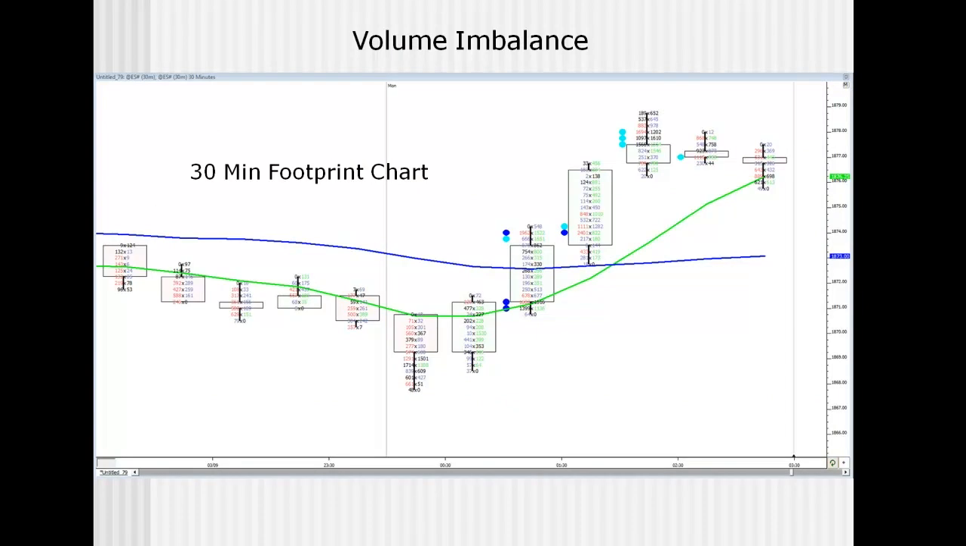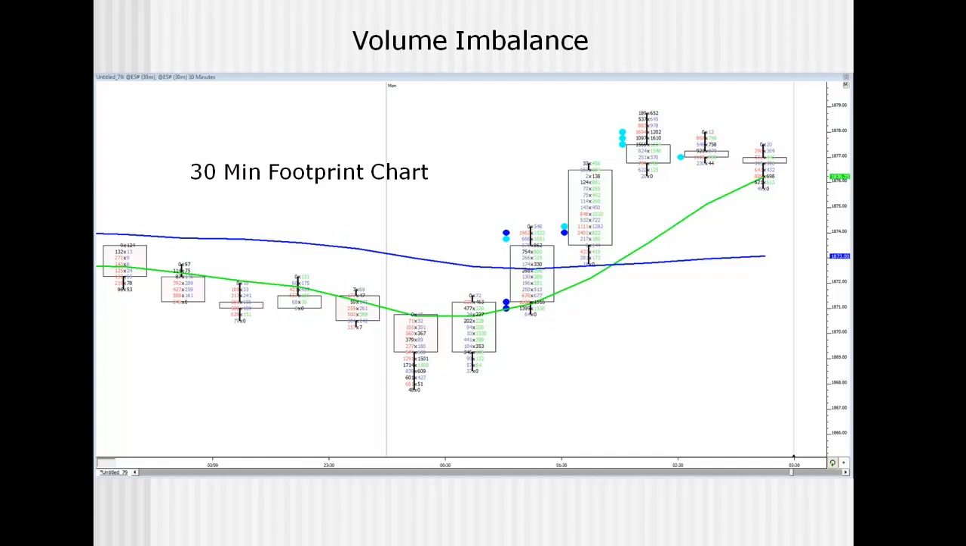The last analytical tool that we are going to be looking at together in this lesson is the volume imbalance. And this is also another feature of the footprint chart, and a very valuable and important one at that. Let me begin first by explaining the idea of what volume imbalance is, and then we'll take a look at how we can detect it on a chart and why it's useful for us to identify these volume imbalances.